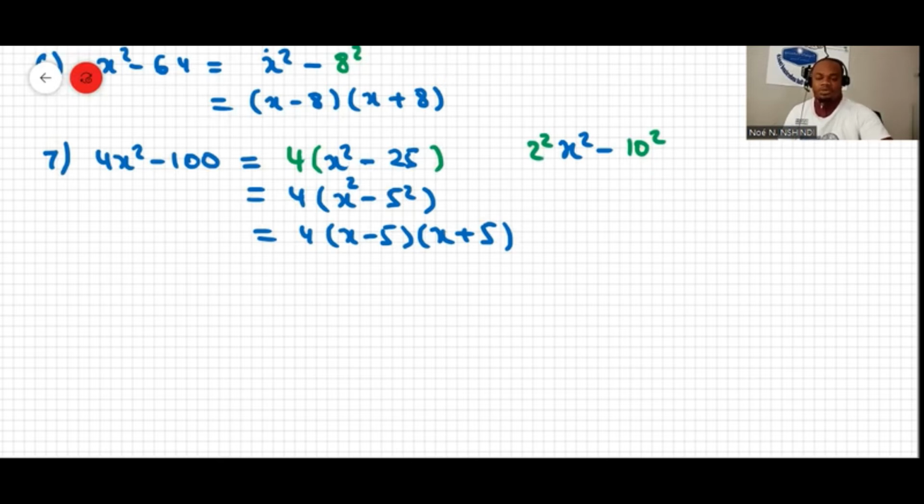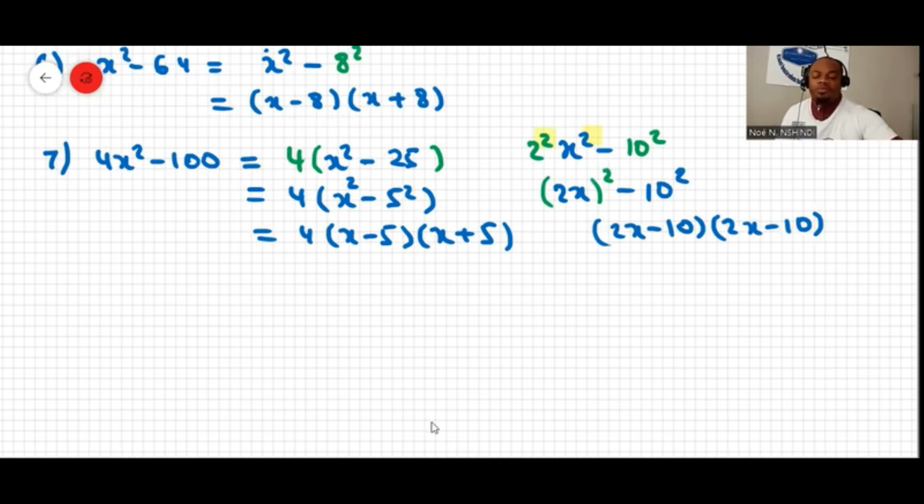Before I do that, the fact that the powers here are common, we can write it like 2x to the power of 2, and then we have that minus 10 to the power of 2. Now we have the difference of two squares, where we can say 2x minus 10 and 2x plus 10. The thing is, if we do it this way, we still have more to do.